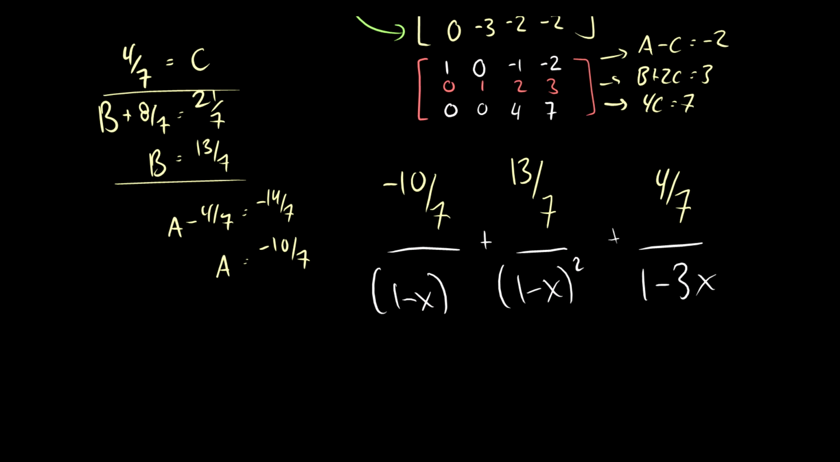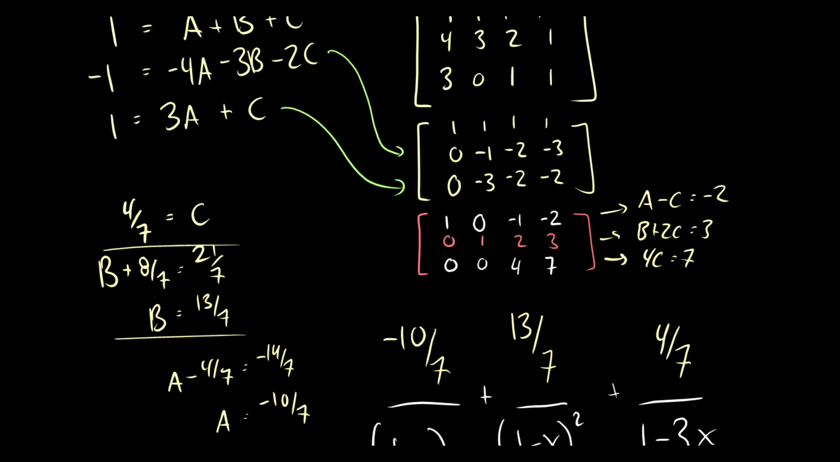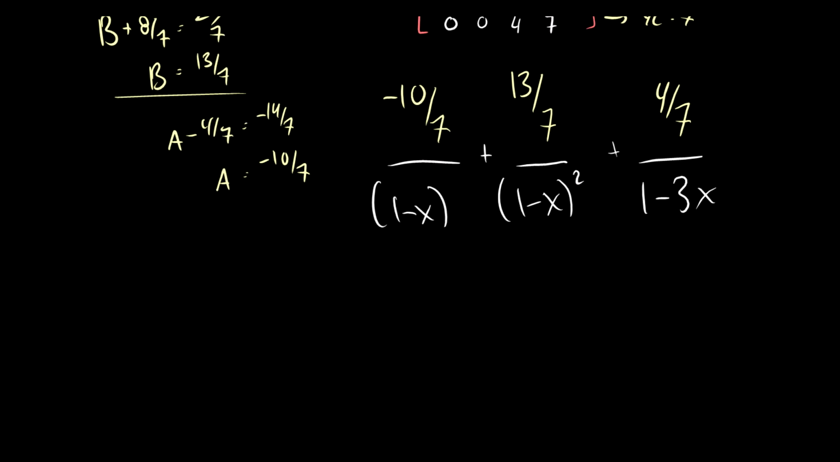So we should make sure these numbers do work. So a plus b plus c is equal to 1. So negative 10 over 7 plus 13 over 7 is equal to 3 over 7, plus 4 over 7 is 1. Okay, so no mistakes. Still holds. So now here's the interesting question. Now that we have this, what do we do?